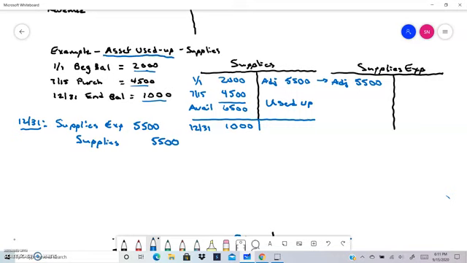So we're going to reduce supplies down to what's left over, and the amount that we're reducing it by is the amount that's used up. And used up is basically a code word for expense. And that's the amount that would be transferred to supplies expense via an adjusting journal entry. So again, this is an adjusting entry at 12/31. At the end of the year, we would make that adjusting entry in our books.